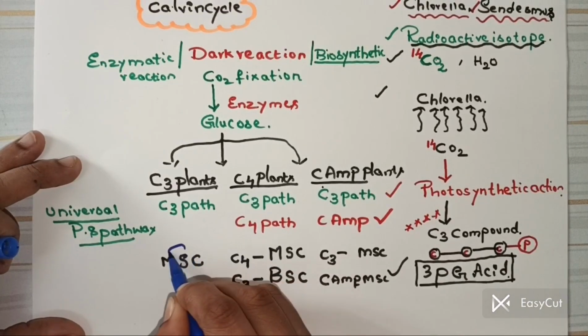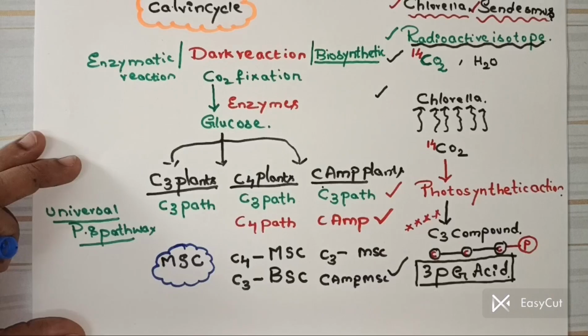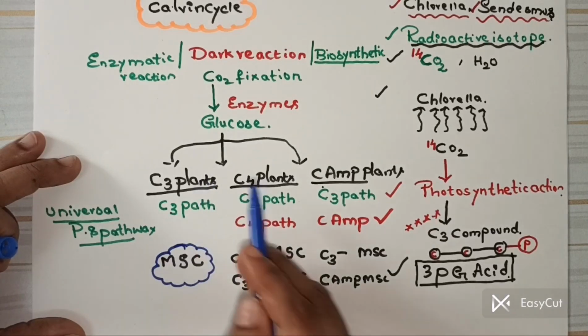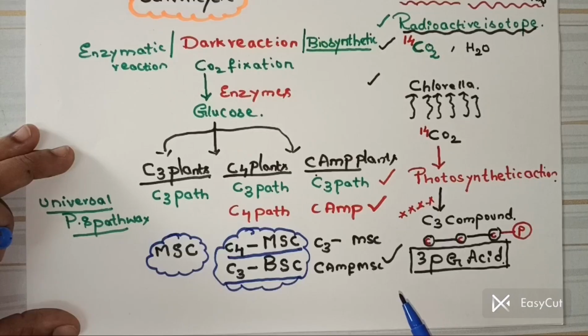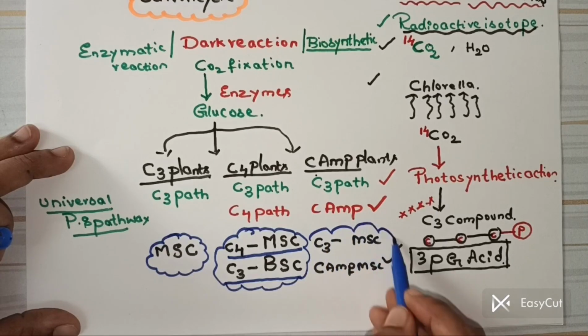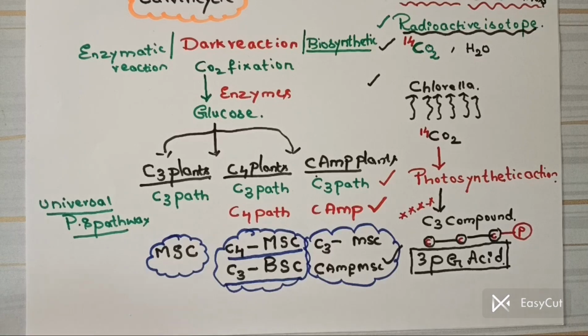So let's say the C3 pathway takes place in the mesophyll cells in C3 plants. C4 plants perform the C4 pathway in mesophyll cells, but the C3 pathway takes place in the bundle sheath cells. Right. CAM plants perform the C3 pathway and the CAM pathway in the same compartment, that is nothing but the mesophyll cell.